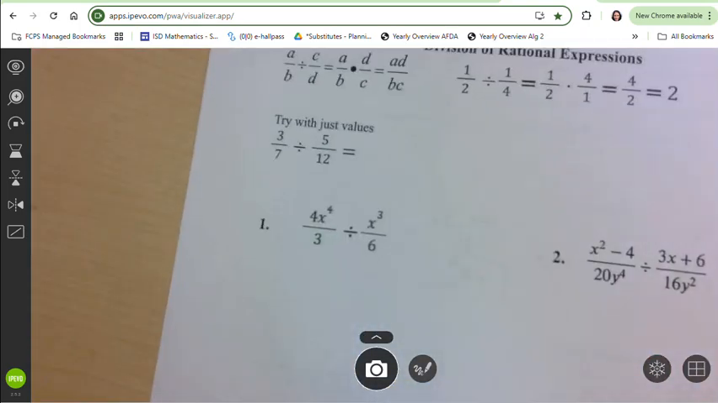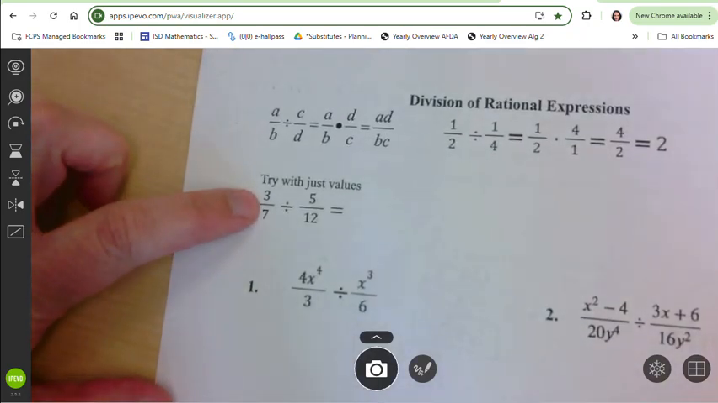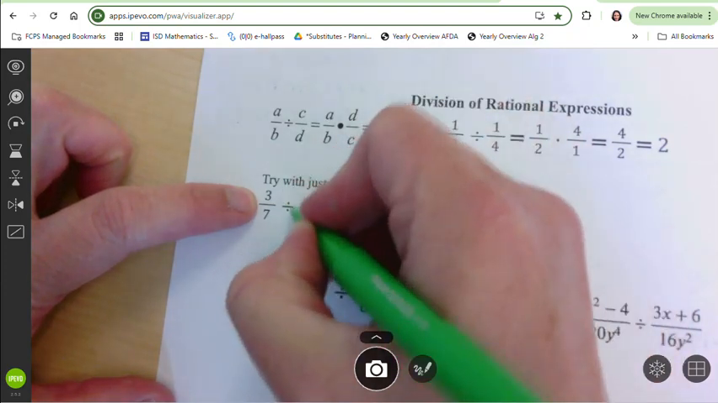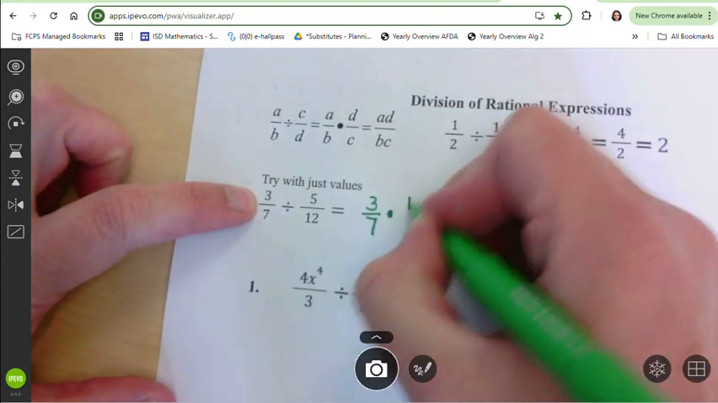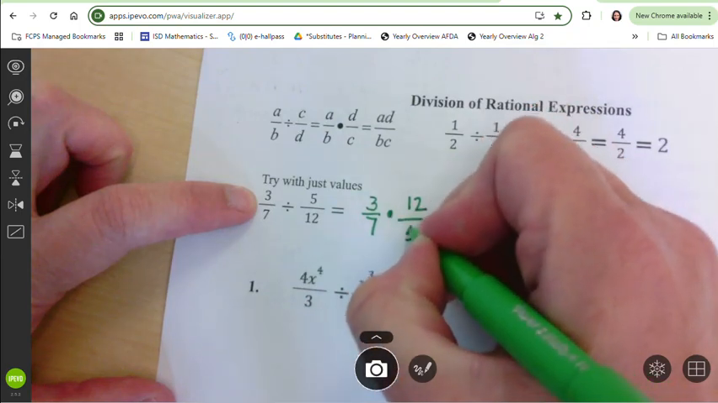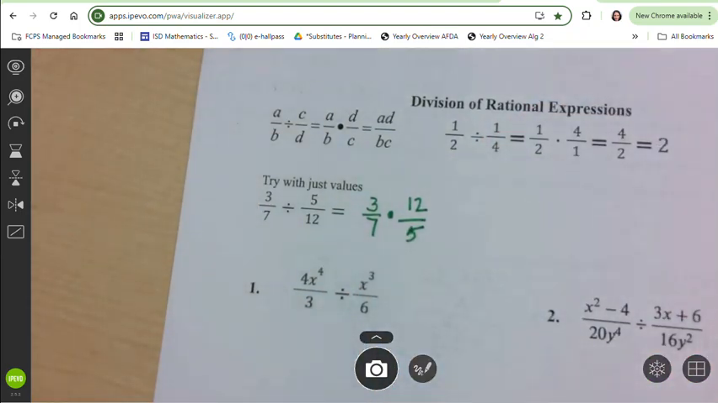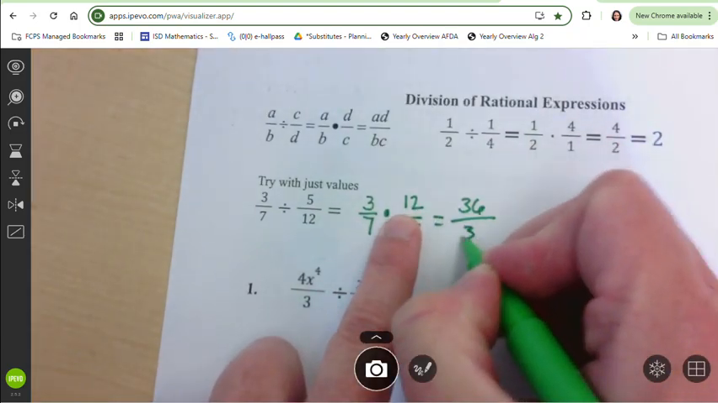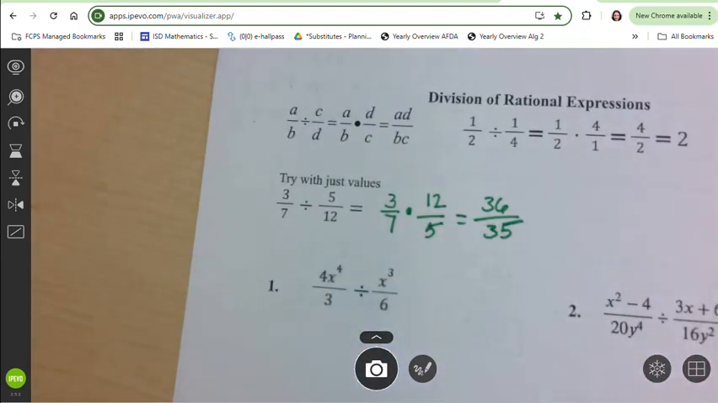All right. So when we divide, let's remember how we would divide fractions like in elementary school. When we divided fractions, we took that 3/7, changed the divide to multiply, and then the second fraction became its reciprocal. So dividing by a fraction is the same as multiplying by its reciprocal. And then we would get 36 over 35. So you just change your divide to multiply, and then use the reciprocal of your second fraction.